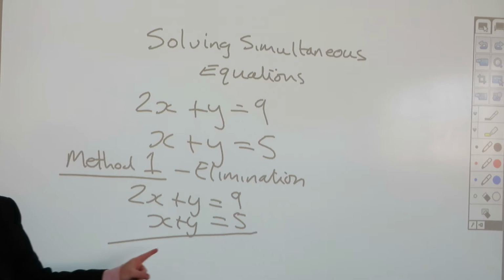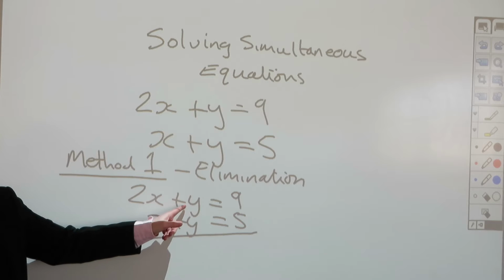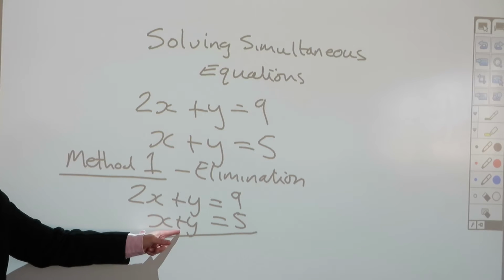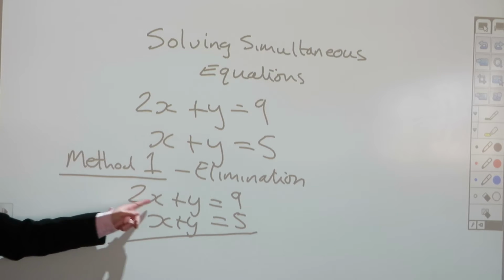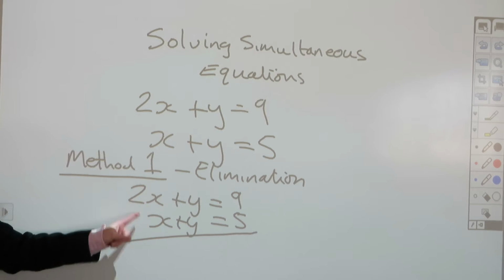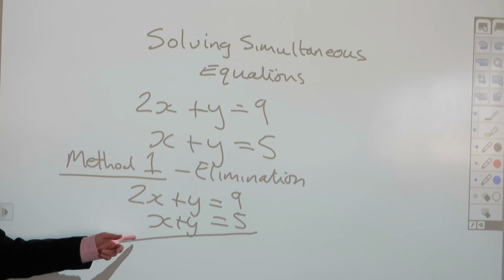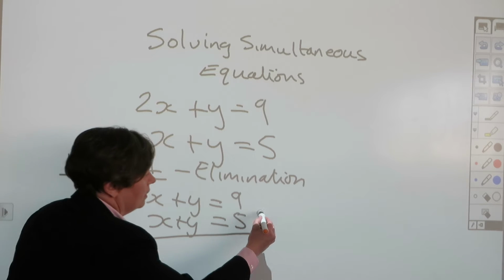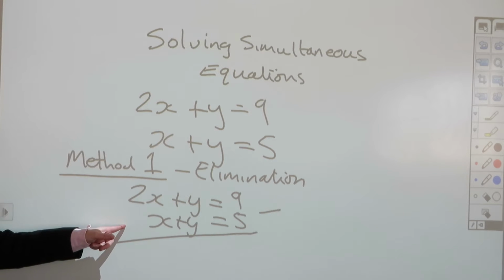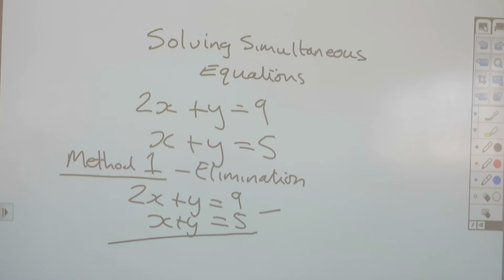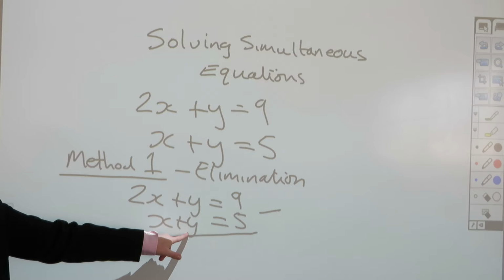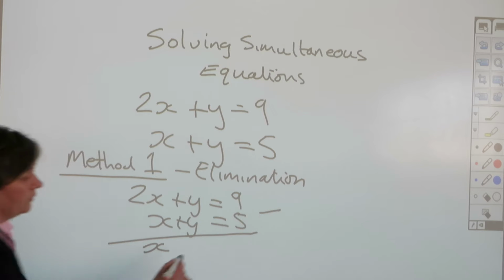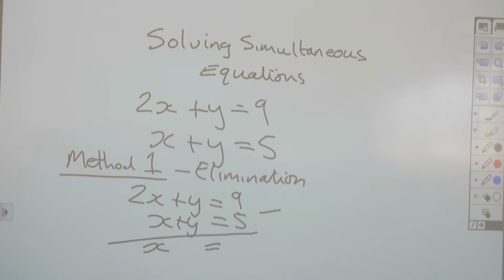So if we have a look at this, the easiest thing for me to eliminate is y, because y is the same size in both equations, they're both just y. If we look at the x, we've got 2x and x. So if I add these together, I'll get 3x, and if I take them away, I'll just be left with an x. If I take that top equation and take the bottom equation away from it, 2x take away x leaves me with x. y take away y eliminates. 9 take away 5 leaves me with 4. So straight away, I've now got a value of x.